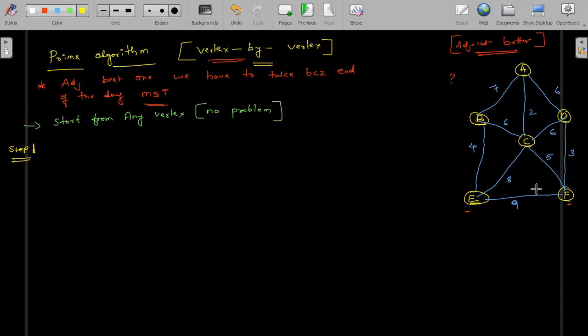Which one you want, you select, no problem with that. Is everyone clear? What I am going to do is select the vertex A first. Now from the vertex A, check the degree of this vertex.